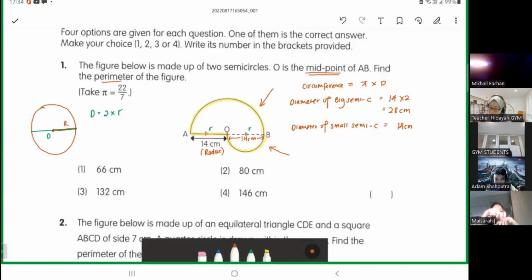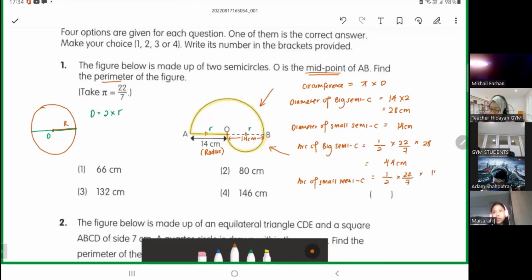Now, can we find the arc for the big semicircle? Arc of big semicircle equals, to find the arc means using the diameter and the circumference. Because it's a semicircle, half times pi, 22/7, times diameter of 28. This is the big one. Equals 44 centimeters. Now arc of small semicircle equals, again, half times 22/7 times 14. That's given there. Equals 22 cm.